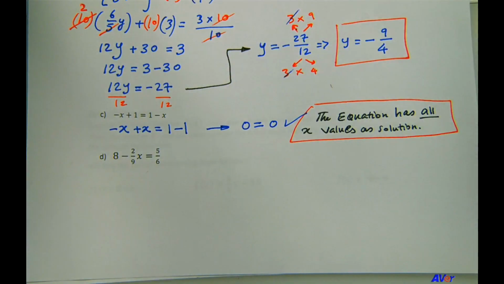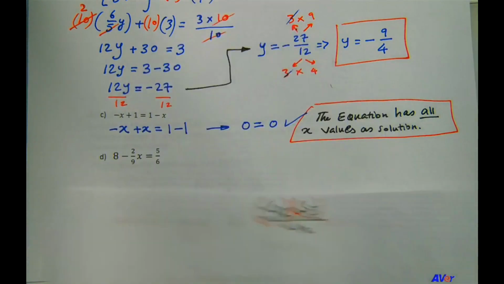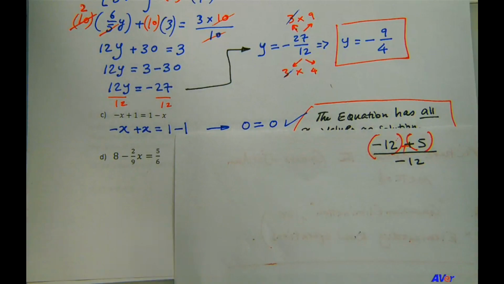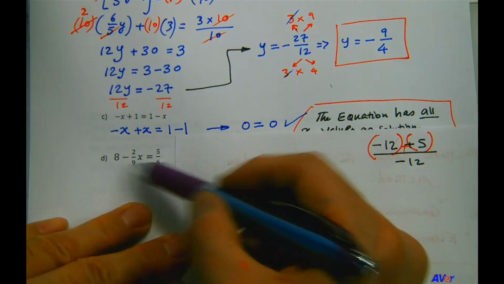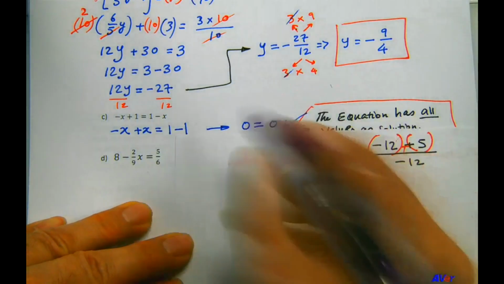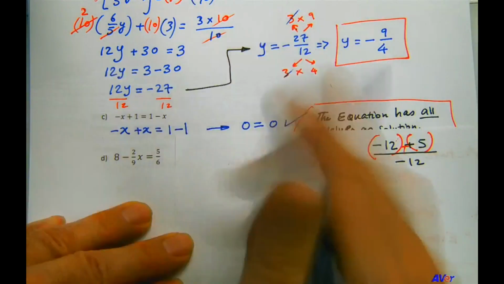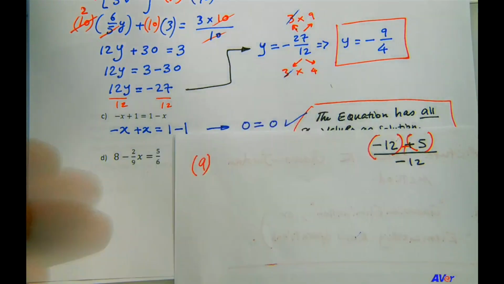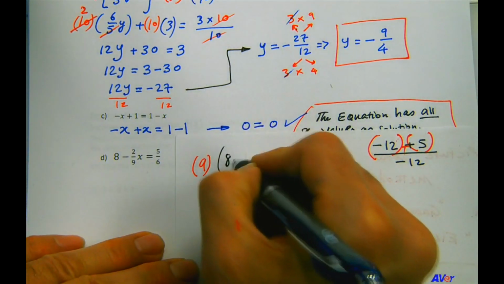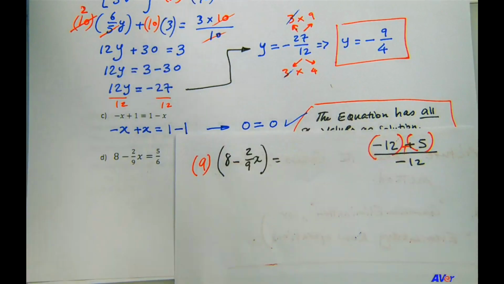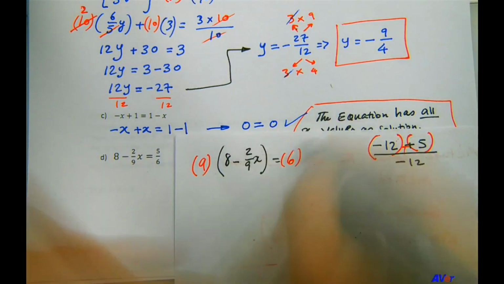This one, once again, this is an example of what not to do. Let me use this scratch paper. So many people know that they need to clear both fractions, but the way they do it is this. This is an example of what not to do. So they do this. They say 9 times the left side, 8 minus 2 over 9x, and for the right side, they say 6 times 5 over 6.